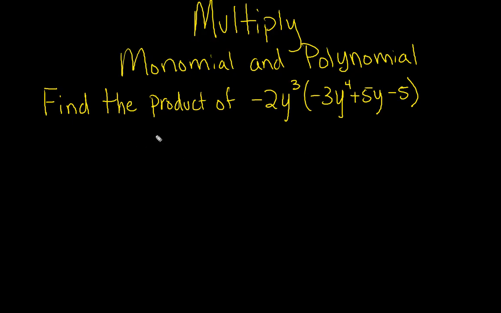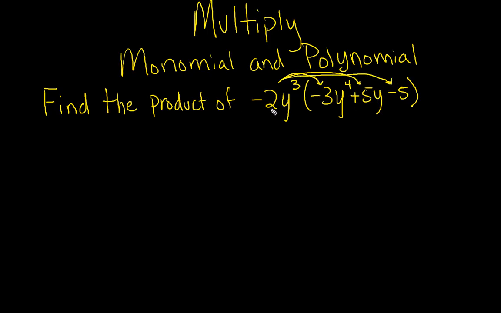So the way that we are going to find the product of this, or multiply them, is we're going to use the distributive property. We're going to take this negative 2y cubed, and we are going to distribute it to each term inside the polynomial. So there's three terms in this polynomial, so that means we need to distribute it three times. So we need to go to the first one, the middle term, and the last term.